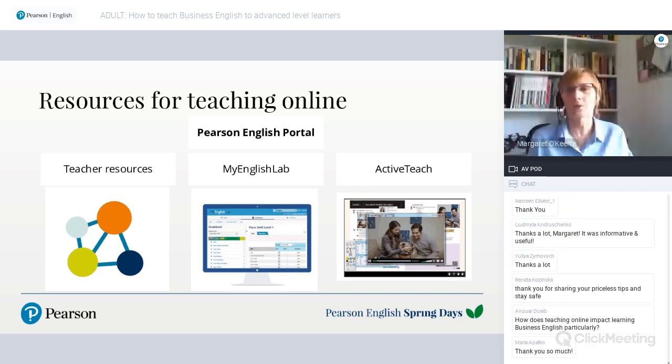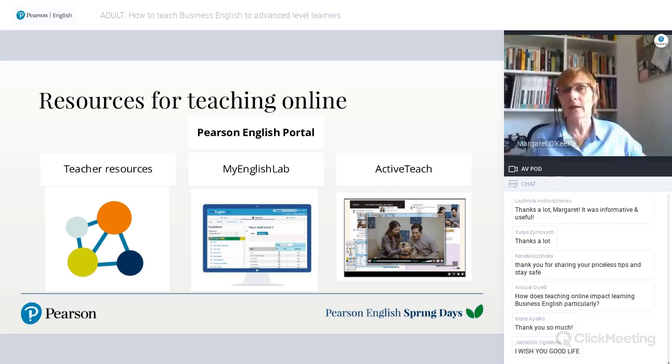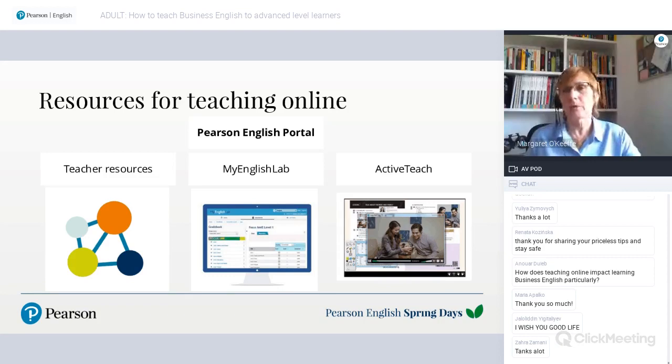They need to know what the C1 level descriptors are, what a C1 level learner is, and they need to think about how they're going to get there. And if they're not developing their vocabulary, they're not developing their grammar, then they're not going to get to that level.